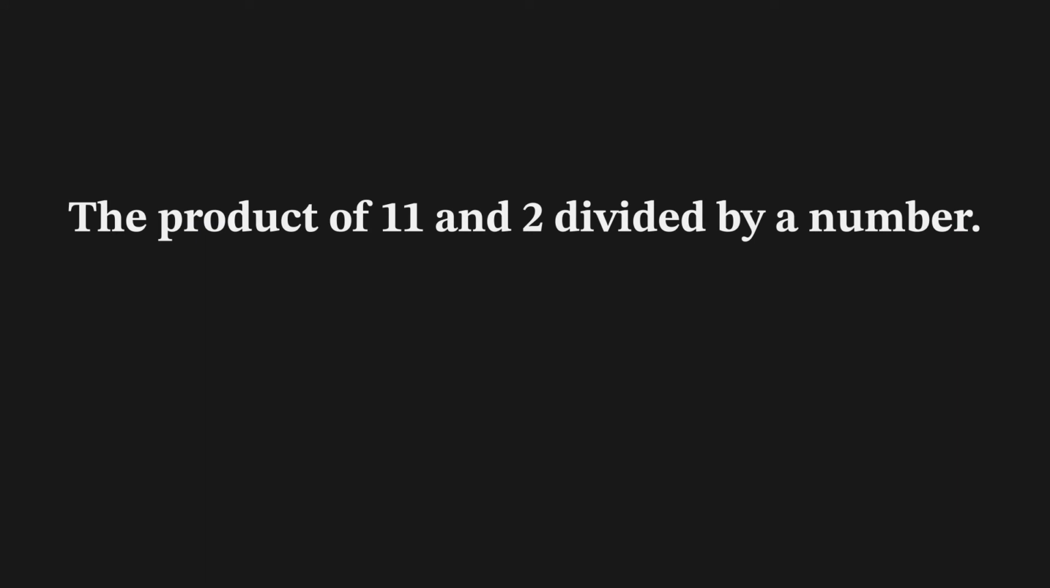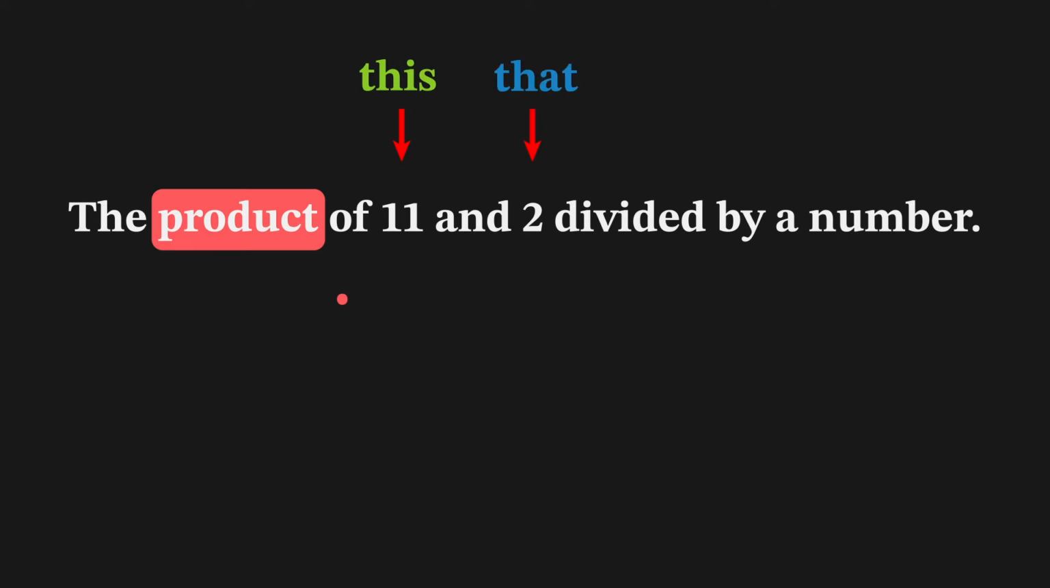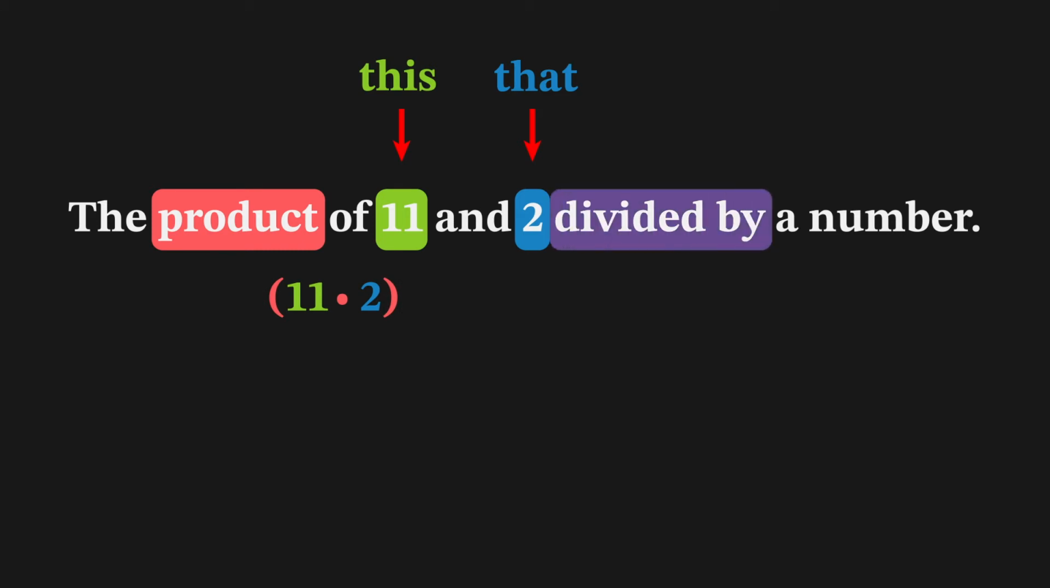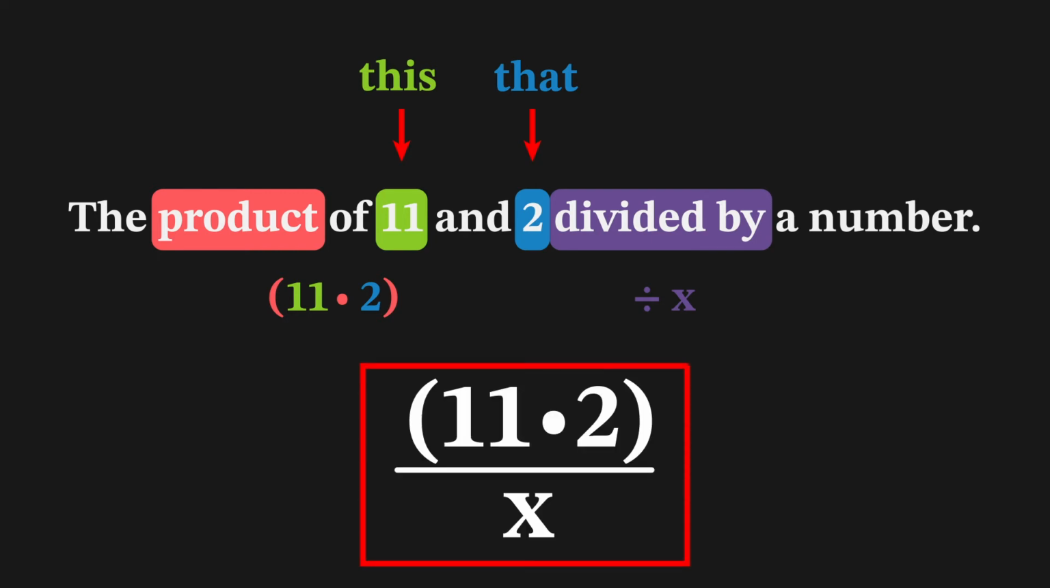Next we have the product of 11 and 2 divided by a number. Now our first key phrase that we see here is product. That means to multiply. So we have the product of this and that, which is 11 and 2. So we multiply 11 times 2. And then it's saying divided by a number. So we're going to take that quantity, the product, and divide it by a number, which in this case we can use x. So our final answer looks like the quantity 11 times 2 divided by x.